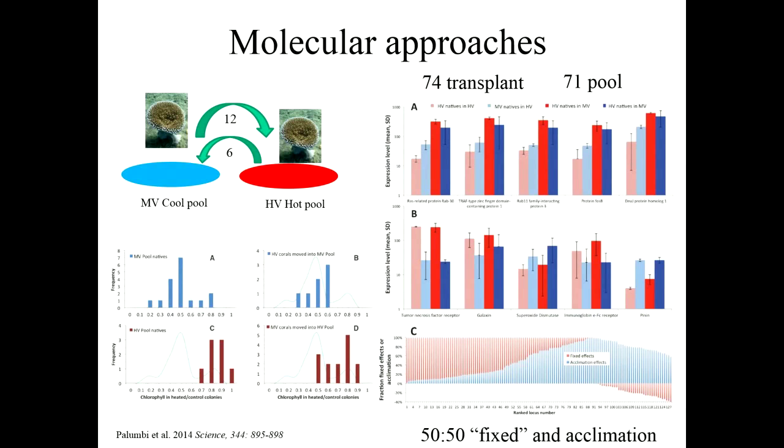I'll just point out they were very careful with their wording. They didn't say 50-50 genetic or local adaptation and acclimation effects. The reason for that is that they couldn't be certain that those fixed effects of the pool were really a result of genetic adaptation; there might have been epigenetic effects or developmental effects in there. But it was nevertheless, I think, a really cool start to demonstrating that there are some effects that can happen over a relatively short time scale for thermal tolerance, even in corals.